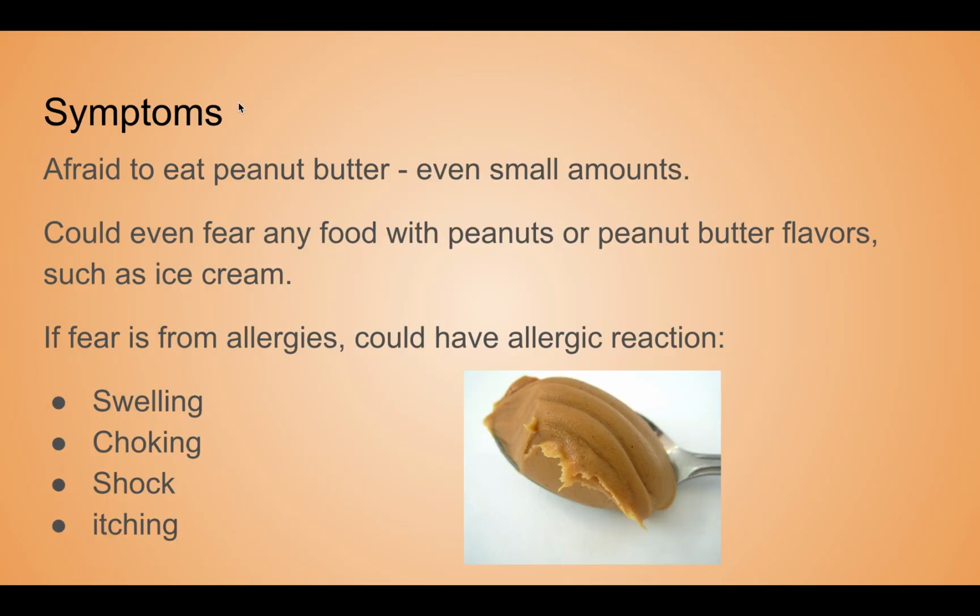Okay, symptoms. This is where you put on there what happens to people who have this particular phobia. Now, you're going to need to be very careful because a lot of the information that you look at will say symptoms of phobias in general. You want to make sure that what you put on this slide includes information that is specific to your topic. So it has to be about your phobia.